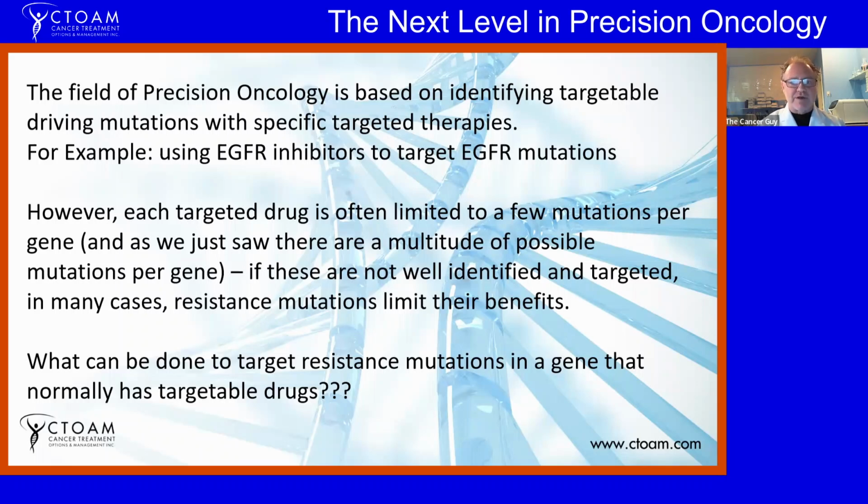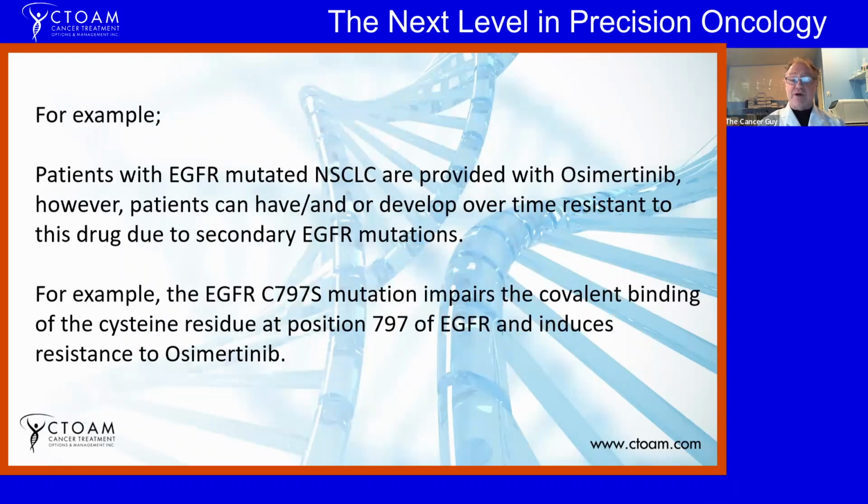So we're going to talk about this because there are many different EGFR inhibitors, and I think this is a perfect case example. Patients with EGFR mutated non-small cell lung cancer are often provided with a drug called osimertinib. This is a newer drug, and it works quite well. It's a 3rd generation EGFR inhibitor. It was designed specifically to work on a mutation called the T790M mutation.